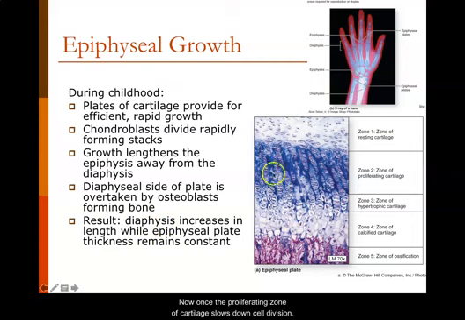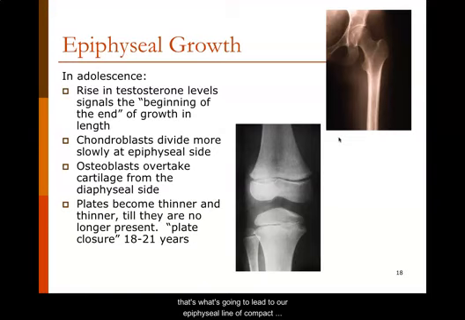Now, once the proliferating zone of cartilage slows down cell division, the ossification zone never slows down. So ossification is going to keep happening, and eventually it will catch up to the proliferating cartilage and even the resting cartilage. And when this fully ossifies up here, that's what's going to lead to our epiphyseal line of compact bone. And that's when we've stopped growing.